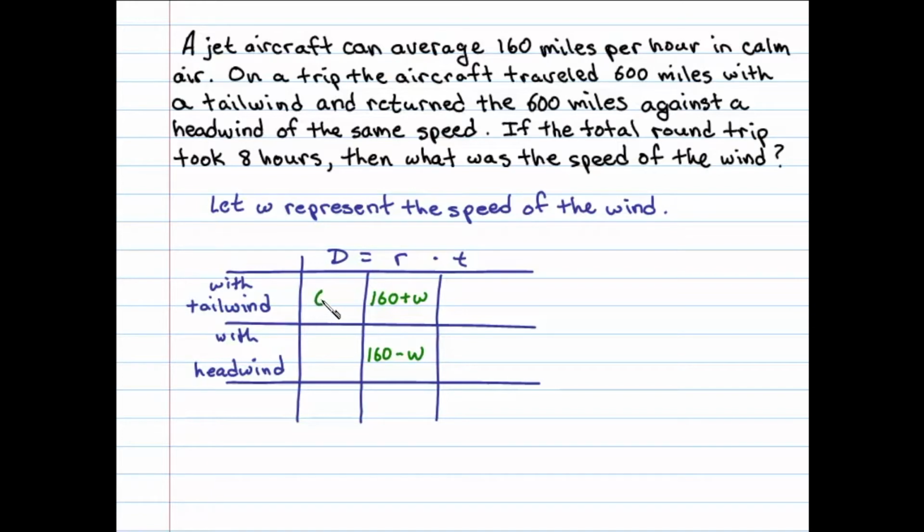So we'll place a 600 here in for D. Now it flew the same 600 miles. It flew 600 miles against a headwind of the same speed. So we'll place 600 miles here for the return trip.